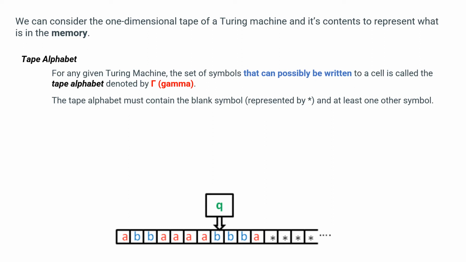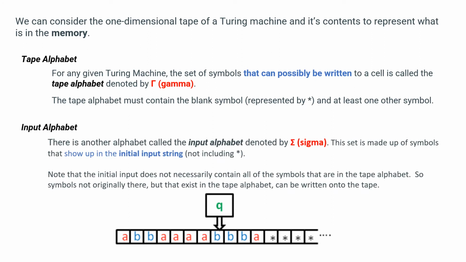Now the tape alphabet has to at least have a blank symbol. We know that blanks are put into Turing machines, so it has to have a blank symbol in there and at least one other symbol. Otherwise, that would not be very interesting. Everything would just always be blank. But we've got a blank and then at least one other symbol that would represent the set of symbols that can be written to any given cell on that tape.